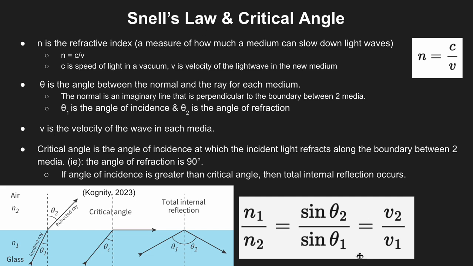And then you have the formula for Snell's law, which is that the ratio of the two refractive indices of the media is equal to the ratio of the sines of the angle of incidence and the angle of refraction. Be careful with that. It's not always 1 is the numerator and 2 is the denominator. It's the other way around here. For the sine theta, theta 2 is at the top and theta 1 is at the bottom. Or it's equal to the velocity in the second medium divided by the velocity in the first medium. This can also be expressed, typically is expressed as n1 sine theta 1 equals n2 sine theta 2.